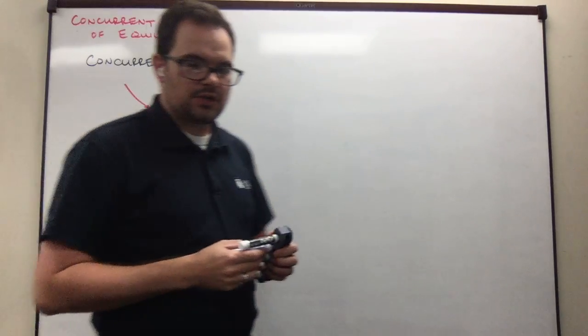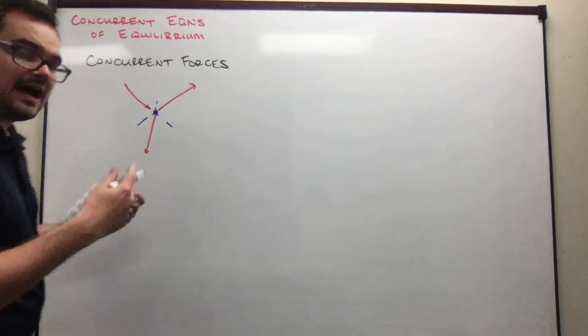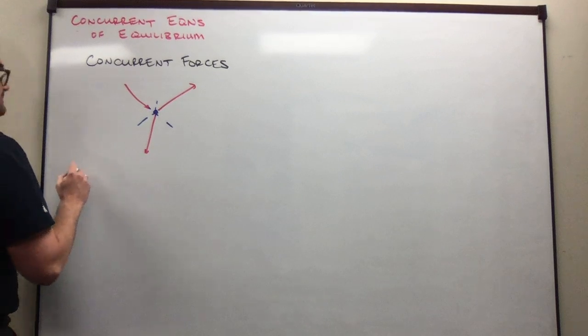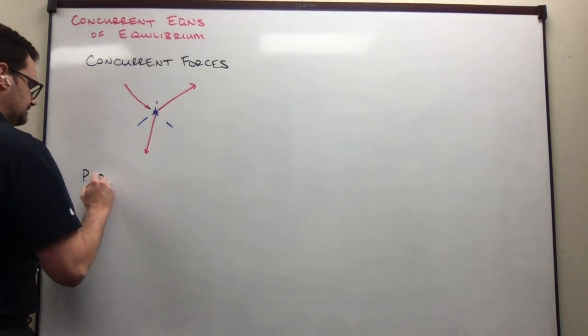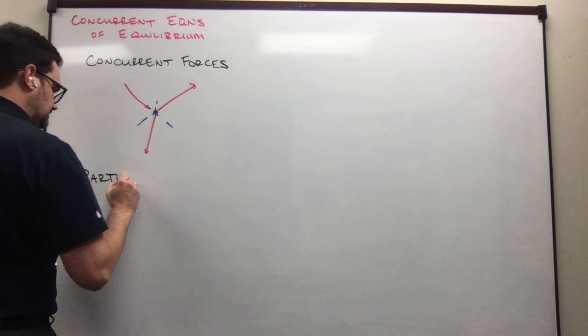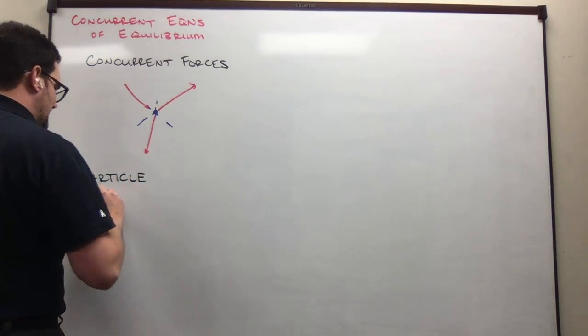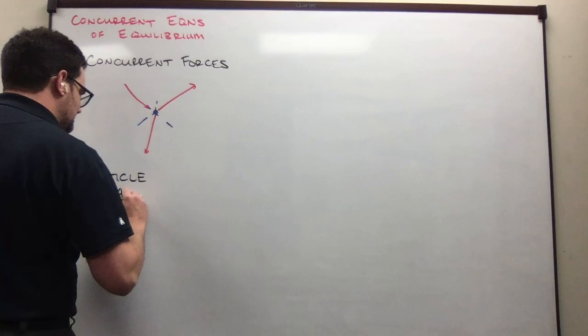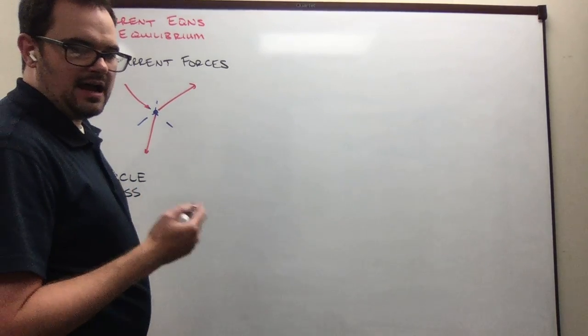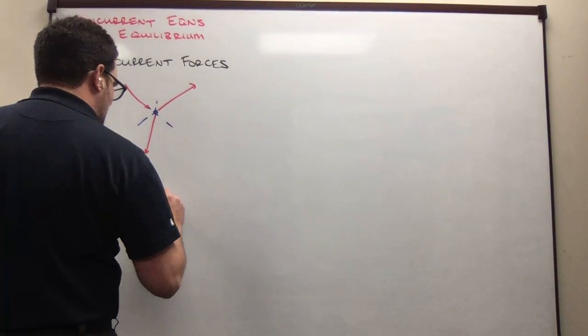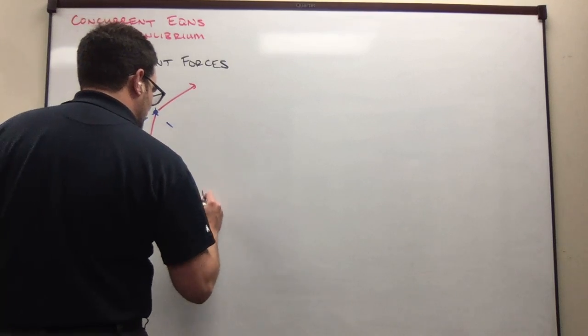Now, what that means for our concurrent forces is that if we have an object, we can model that object as a particle, which means that we are going to keep up with its mass, but not its shape. We're going to be modeling this mass at a point.